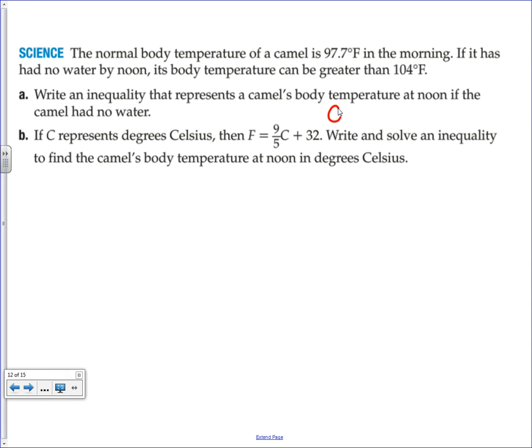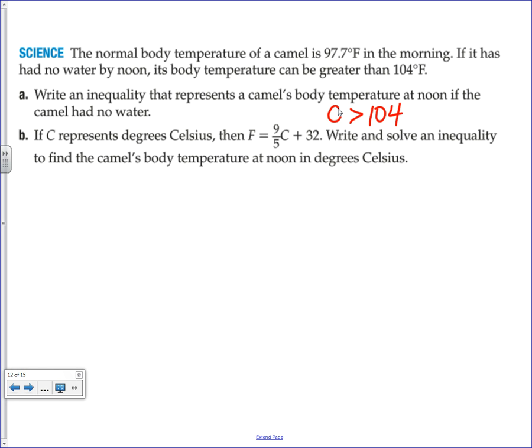When am I talking about this camel's body temperature? It says at noon, doesn't it? What do I know about this camel's body temperature at noon with no water? It's greater than 104. Do you see how it says it can be greater than 104? Okay, so there's my inequality. Nothing to do there. The variable's already isolated, yes?